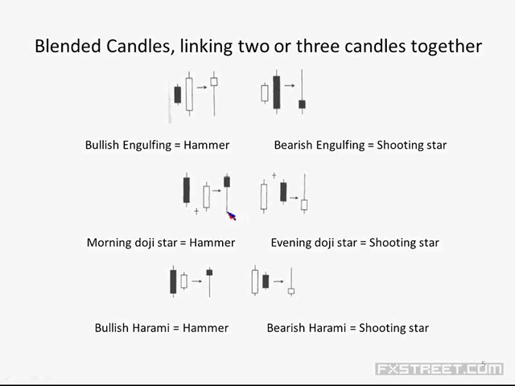We got a low right the way down here. Leave behind a really long tail. And then we got a small body. We got a hammer.